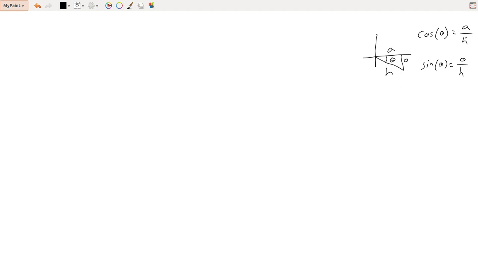So if we have these ratios and we want to find out what the angle is, we can use the inverse trig functions, like that. However, there are two angles that satisfy this equation. So for a given ratio here, a over h, there are two angles, theta, that satisfy cosine of theta is equal to a over h. Let me illustrate.